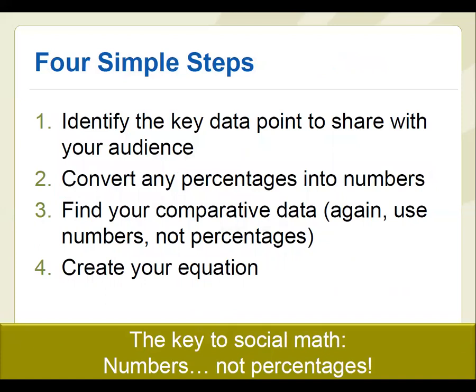And the 4 simple steps of using social math are identify the key data point to share with your audience, convert any percentages into numbers. Social math only uses raw numbers. Find your comparative data. Again, it's numbers, not percentages. And then create your equation. And then, of course, the 5th unofficial step is to cite your sources.